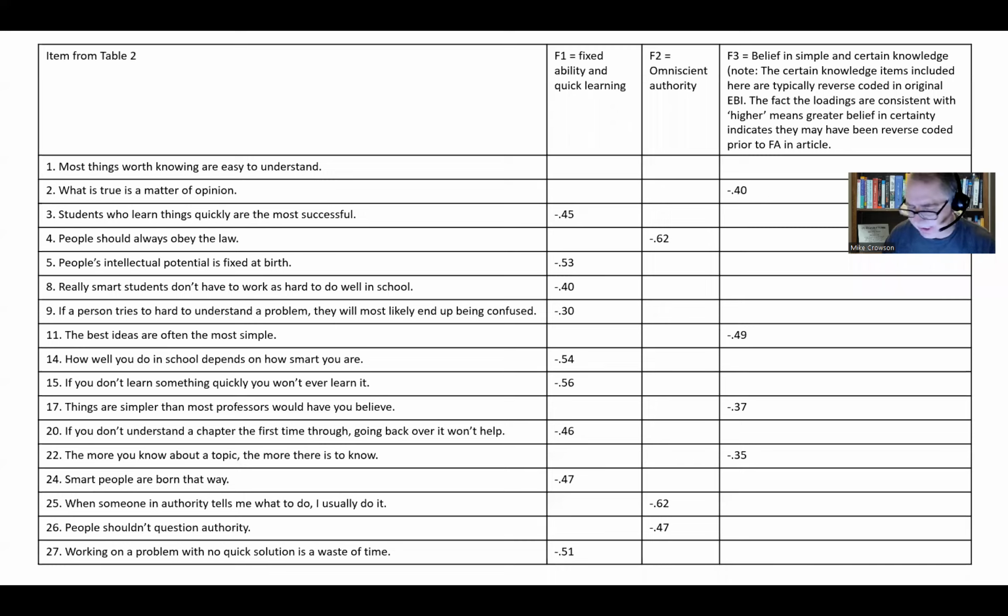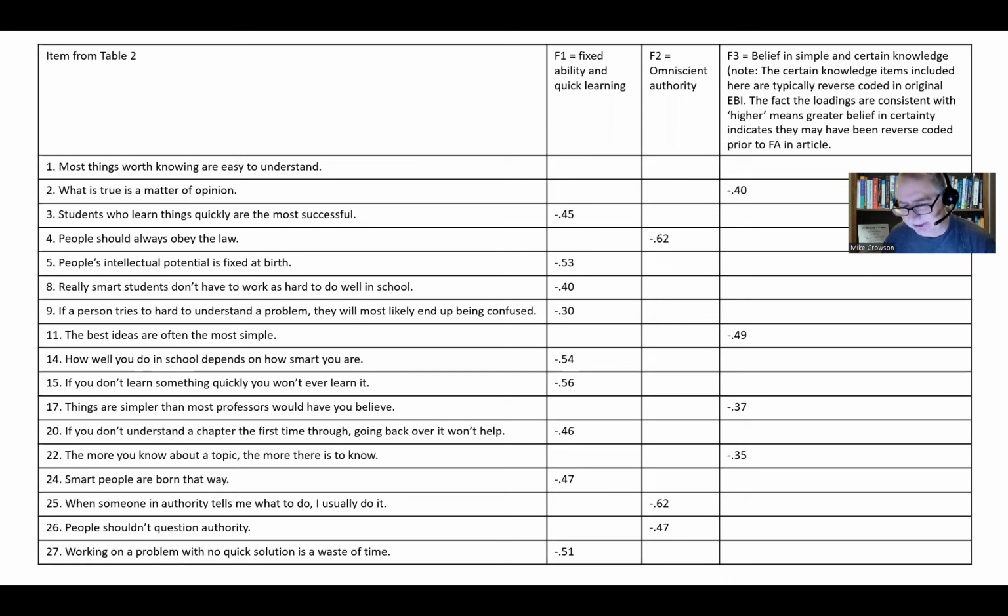So what I did was I created a table using those items from table 2 from that article. So these are the items, the content of those items. And then I essentially am using those loadings that meet the minimum threshold. Again, we were using 0.3 to name those factors. And so you can see that in that first column, factor 1 largely contains items that are measuring beliefs in fixed ability and quick learning.